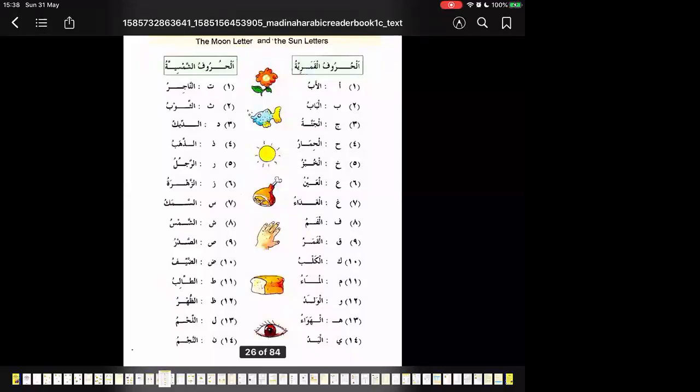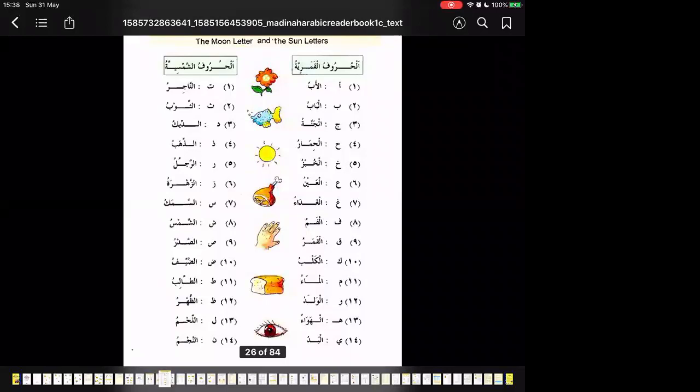Al-himar, the donkey. Al-khubs, the bread. Al-ain, the eye. Al-ghada, the food. Al-fam, the lips. Al-qamar, the moon. Al-kalb, the dog. Al-ma, the water. Al-walad, the boy. Al-hawa, the air. Al-yad, the hand. So these are pronounced exactly the way that they're written, very straightforward and very easy.